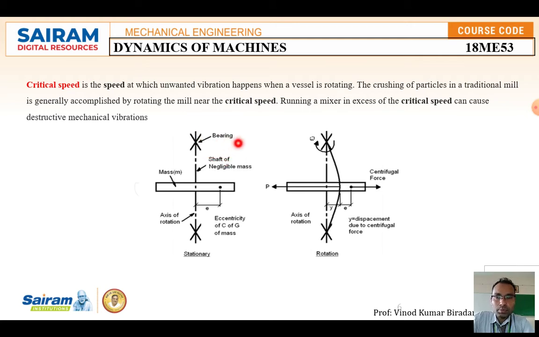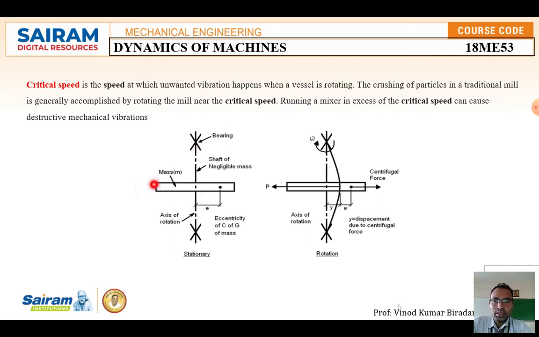Okay, but as per any mechanical system, you are not going to operate at critical speed because it is a very high speed. It will hit your operating person. There is a chance of accident between this shaft and the person. So this critical speed is very important. Running a machine in excess of the critical speed can cause undesired mechanical vibration.